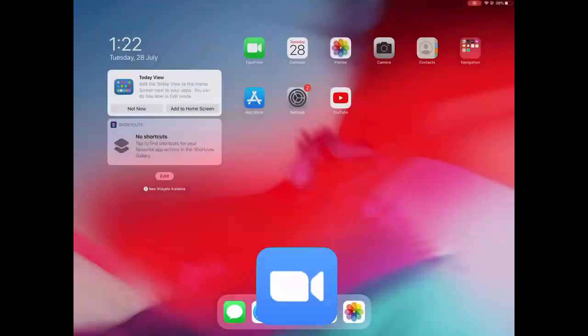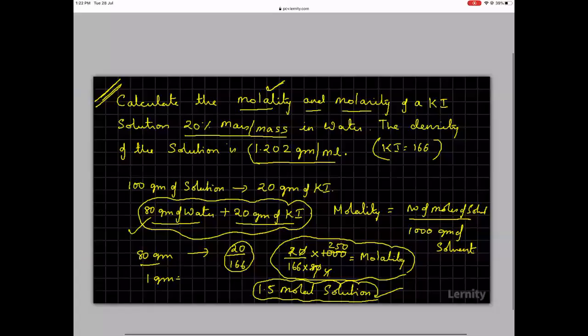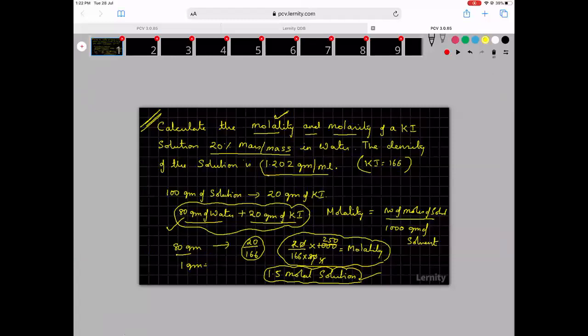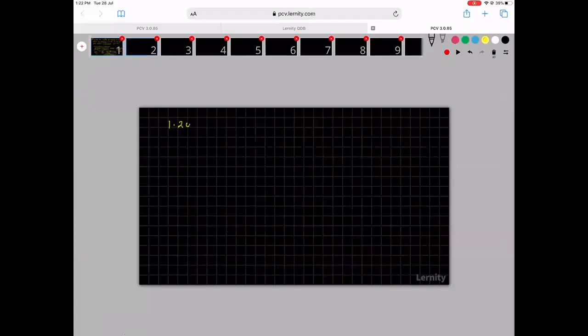So this is how you find out the molality. Now we want to answer the molarity of the solution. So let's go to the next one. This density information is what will help us. So density is 1.202 grams per milliliter. So can I say that in 1000 ml or 1 liter of solution there is 1202 grams? Yeah. In 1 liter of solution there is 1202 grams.